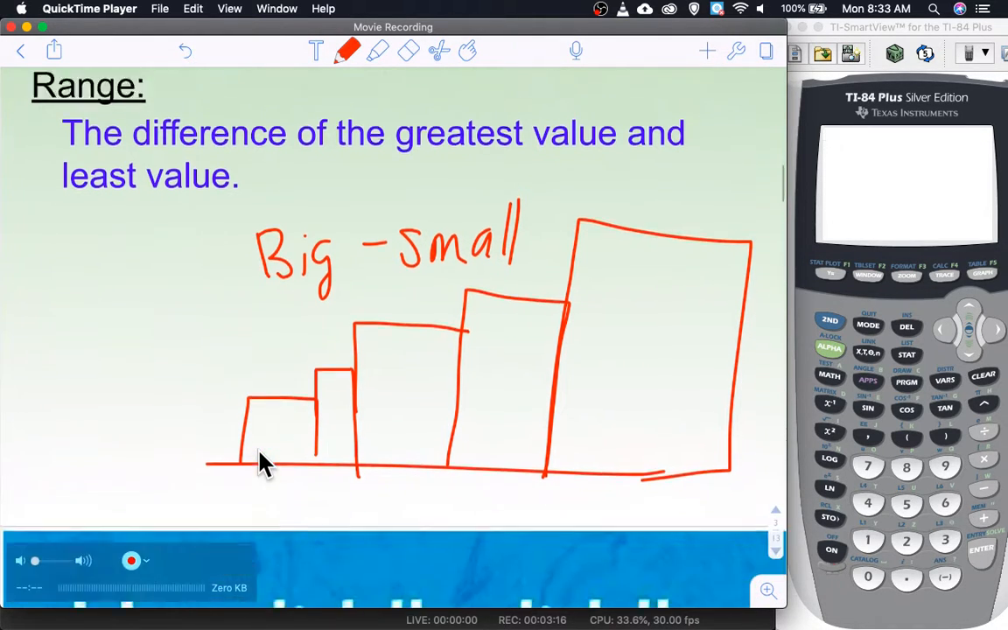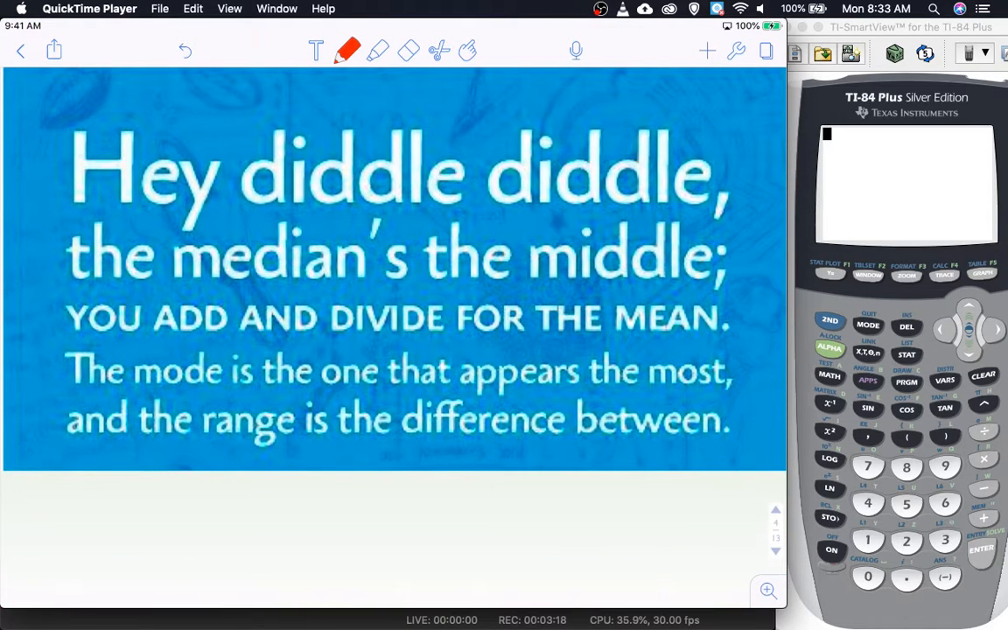And this is just a cute little rhyme that helps you memorize mean, median, mode. Hey diddle diddle, the median's in the middle. You add and divide for the mean. The mode is the one that happens the most, and the range is the difference between.